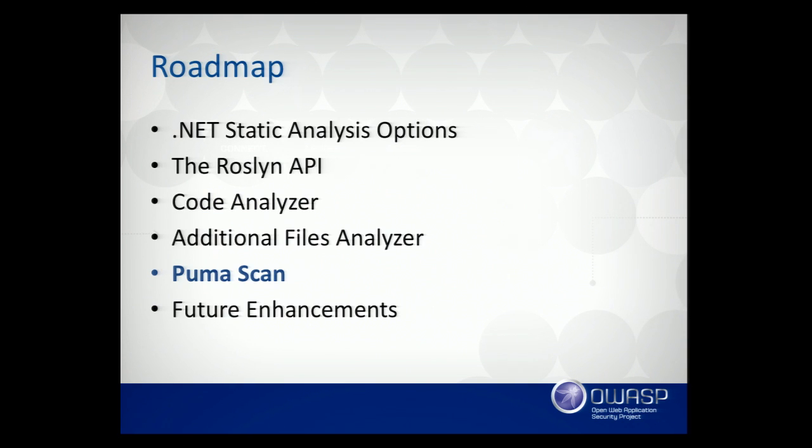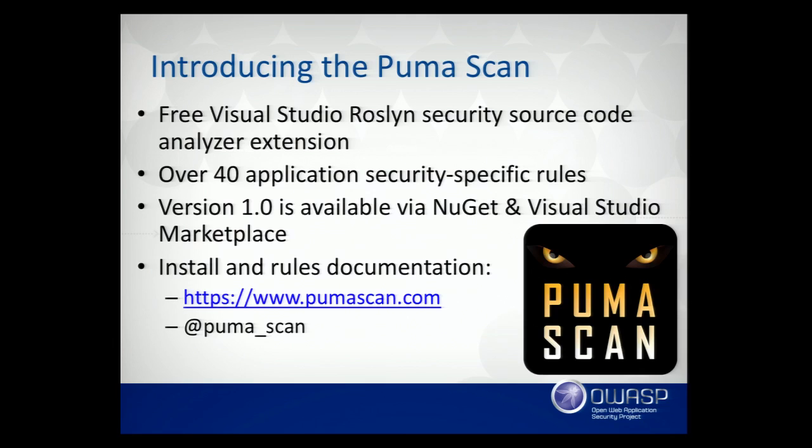At this point, you know how to write the rules yourself, so we could end the talk and I could tell you to go do the work all by yourself. But that wouldn't be very exciting. So, I will introduce you to what we've been calling the Puma Scan. This is a free Roslyn secure code scanning extension. It's out in NuGet and the VS Marketplace. Right now, I'm sitting at about 40 rules so far that I've written in version 1.0 that you can download and you can install right now.